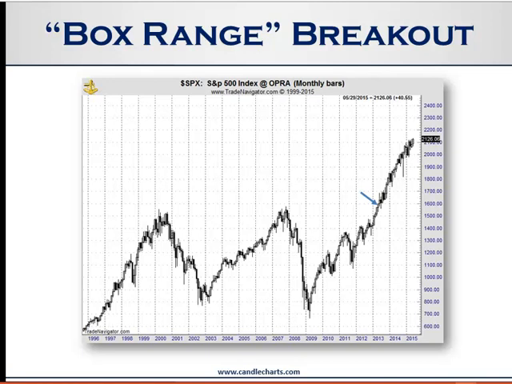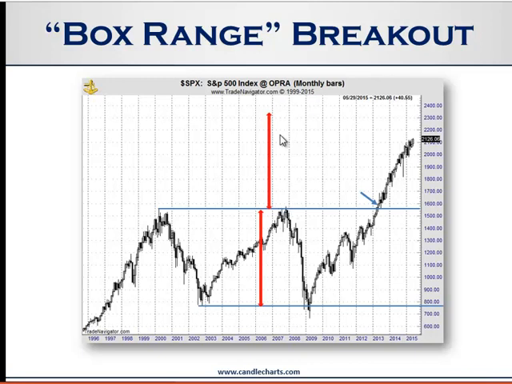And the way I got that, I used a box range. I was a little bit more conservative. I used this as the bottom of the box range rather than here. And you can see this box range here. Once the market broke out, I then got a target, took the height of the box range, and added it to the top of the box range, and that's where I got my target of 2300 a couple of years ago.